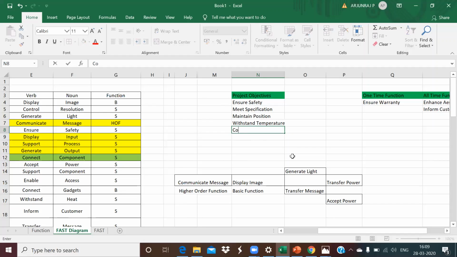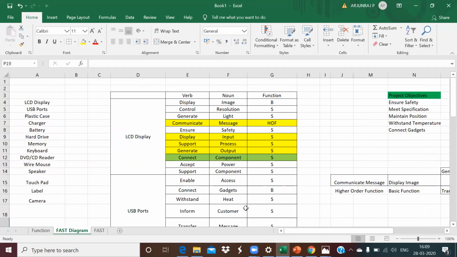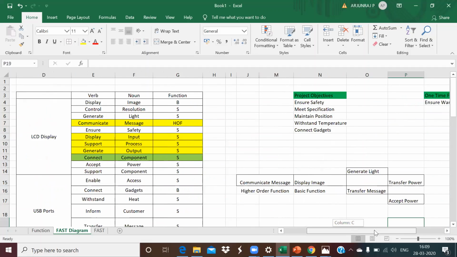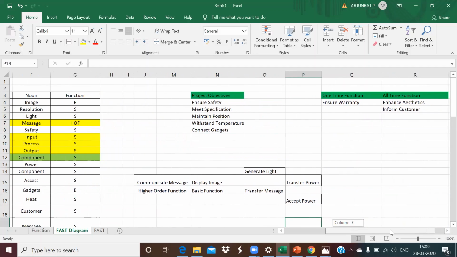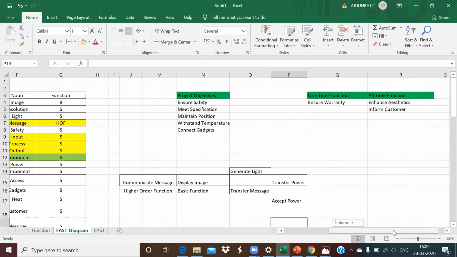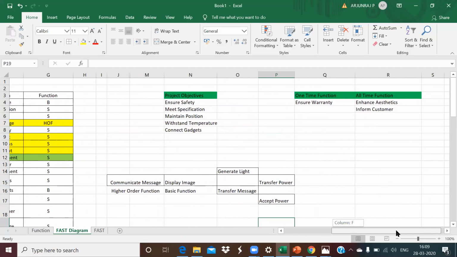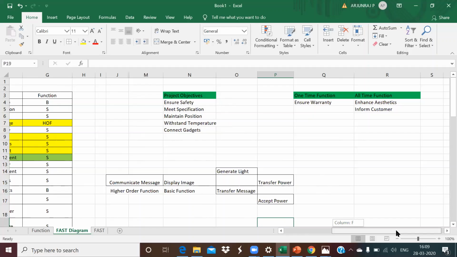I'm going to put the connect gadgets. So how I'm going to transfer power and how I'm going to accept. So here, by storing energy, I'm going to transfer power, or converting energy, store energy.